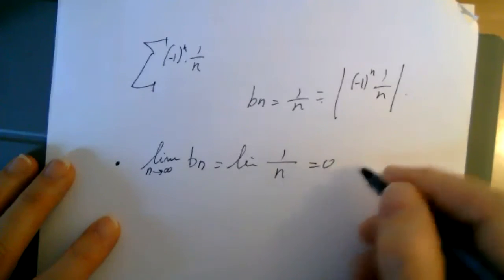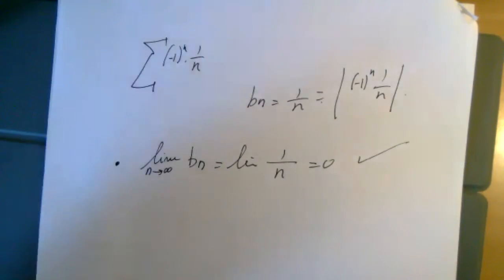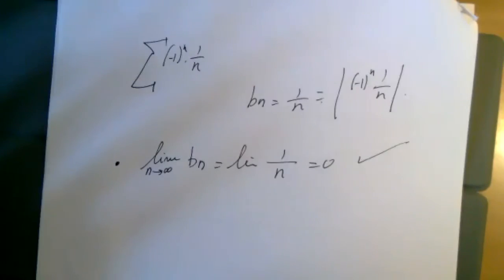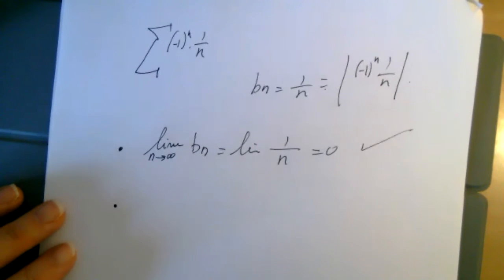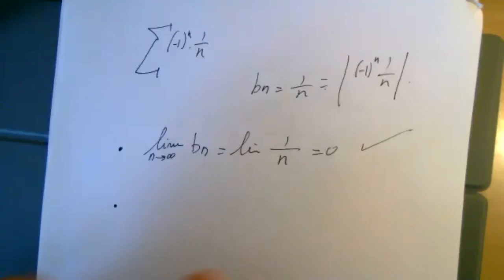This is equal to 0, check. It doesn't mean it converges. It means that the first condition is satisfied. Now, what's the second condition? The second condition is going to look at the sequence bn. I'm going to do it algebraically, but first let us see.